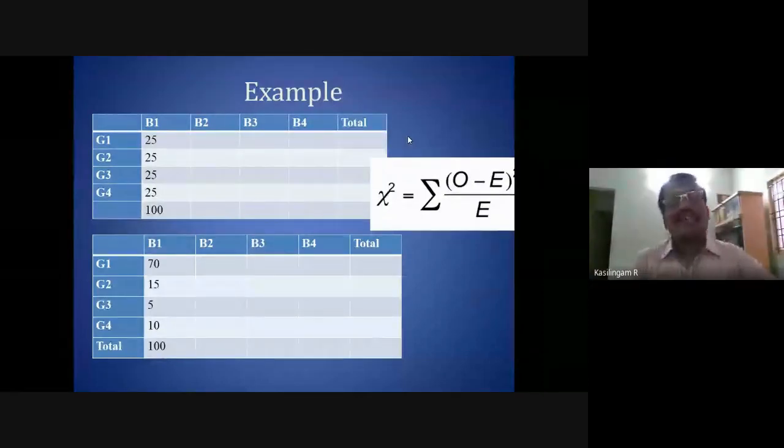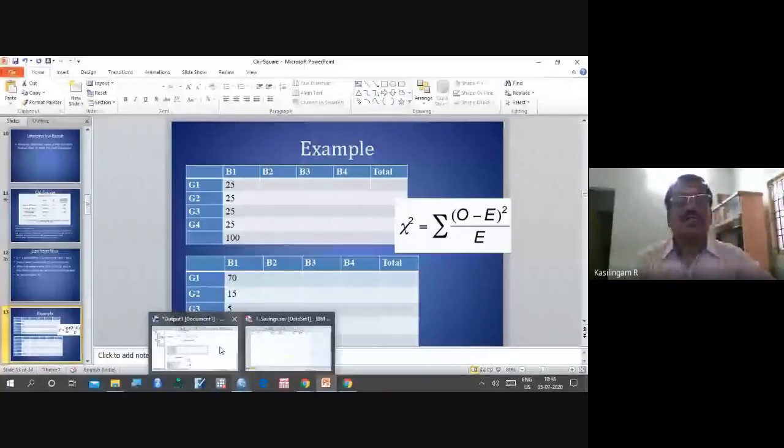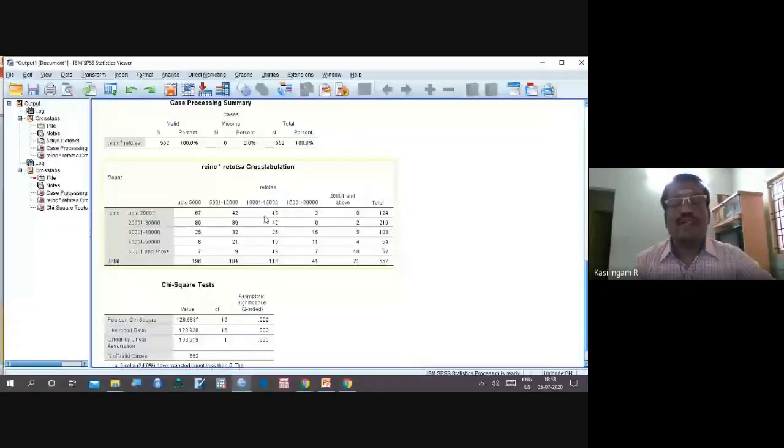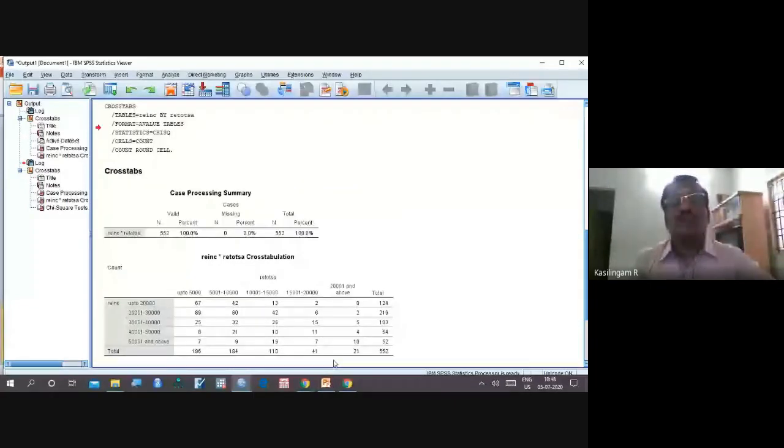Where are we getting O? Now, let me go to the earlier output. I will tell you what is O. Now, for example, this is the output, right? So now we have seen this is the output. Same output is available in the PPT. Now let me go to the PPT and I will tell you what is O.